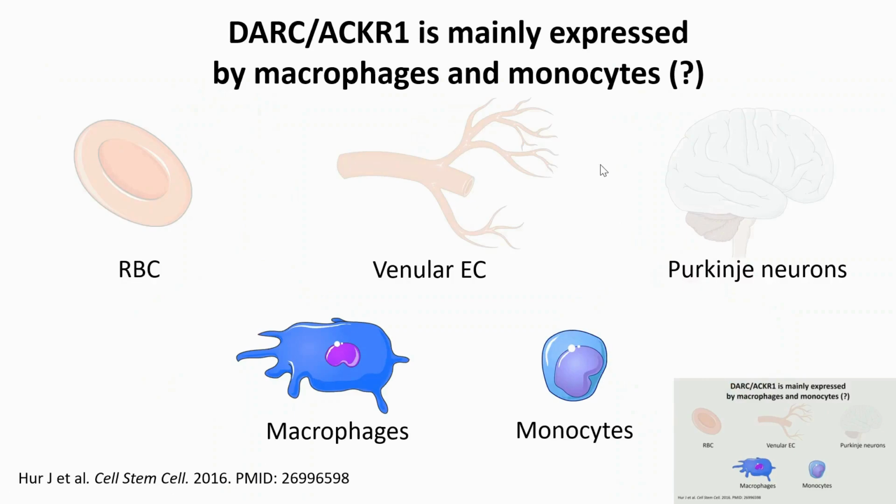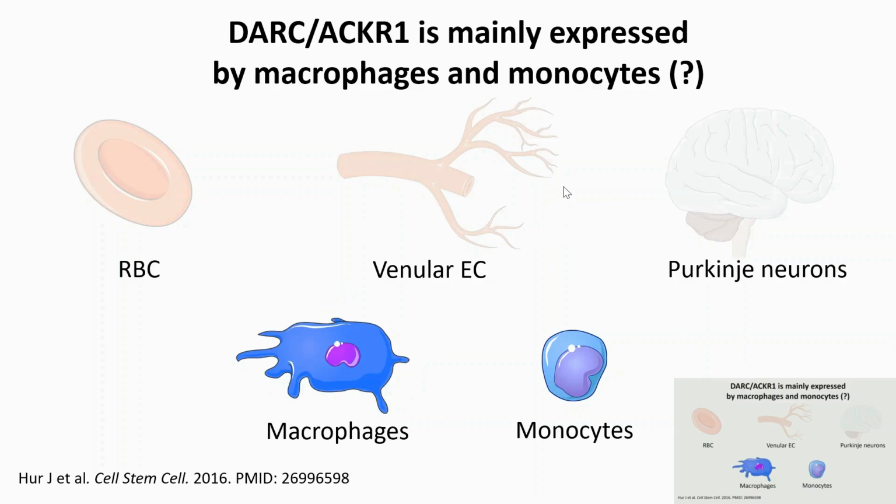Despite that, there was a study published by Hu et al., which challenged this concept. They proposed that ACKR1 is actually expressed by macrophages and monocytes. Also, the data suggested that ACKR1 is not expressed by erythroid cells or venular endothelial cells. The main issue with this study is that it relies mainly on commercially available antibodies, which have never been validated.